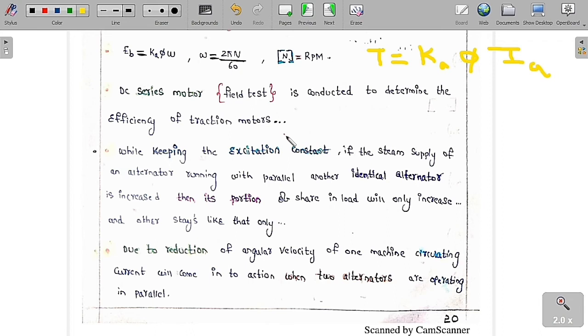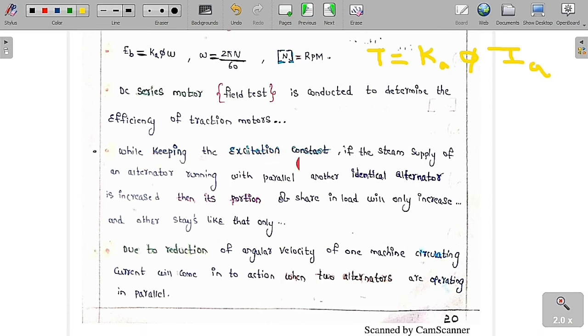The efficiency of a DC series motor can be easily figured out with the help of the field test. The field test is conducted on the DC series motor to determine its efficiency.